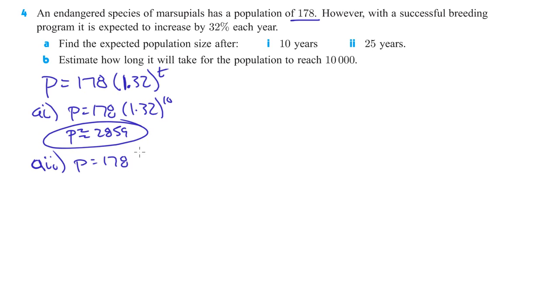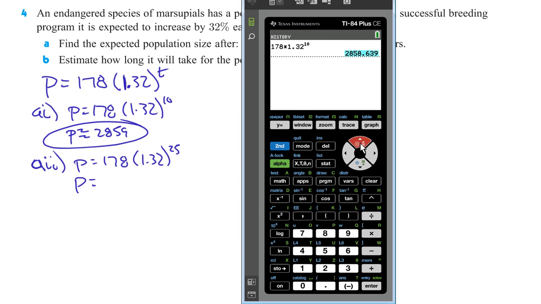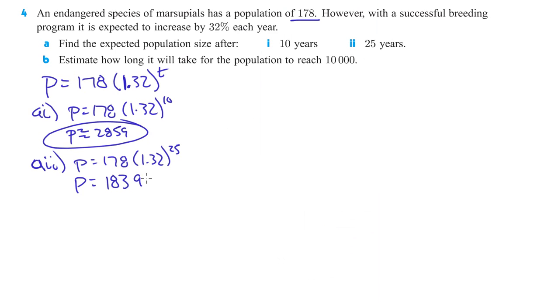And then for A, II, population will equal 178 times 1.32 to the 25th power. Okay, so nice thing about the graphing calculator, if I go back up and highlight the original one, push enter, I can go back and edit this one. So all I need to do is change that 10 to a 25. And that's a lot bigger. 183,979. Oops, that's a 9, not a 2. About 183,979. So that's significantly bigger than the 178 that it started at.